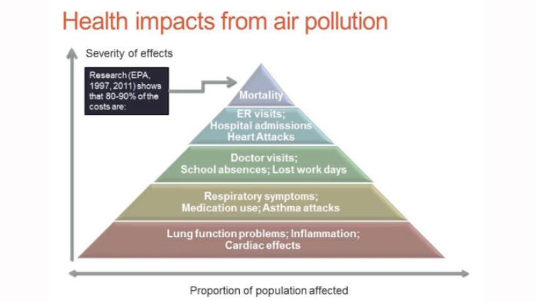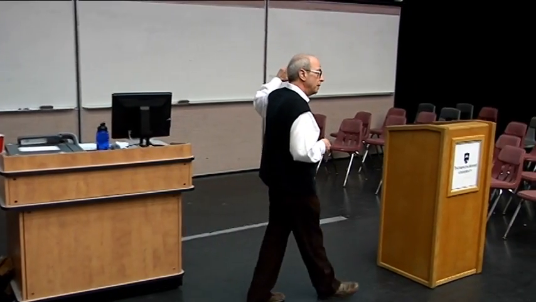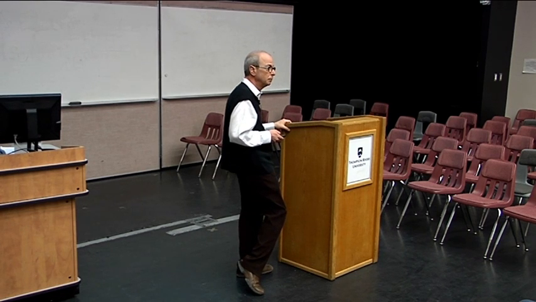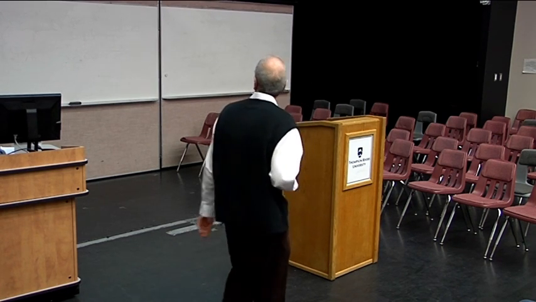Research by the Environmental Protection Agency, and I'll show you a few, shows that 80 to 90% of the costs are there. That does not mean that the rest is not significant. And it could be underestimated, because there's suffering and pain that is not included in there. Premature mortality, oh, well, we died. The people that are left over probably suffer more than the person that died. But anyway, how do we put a value on premature mortality?